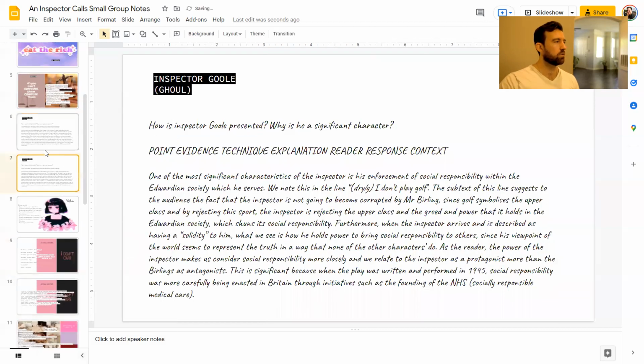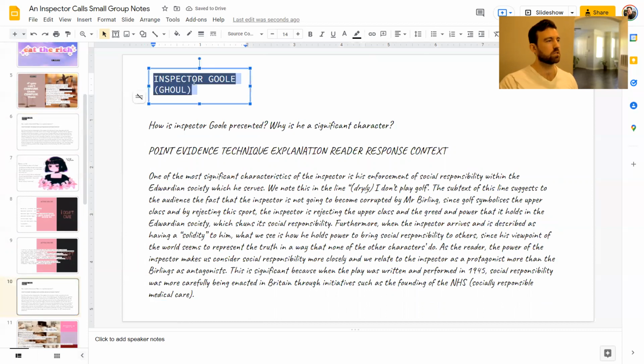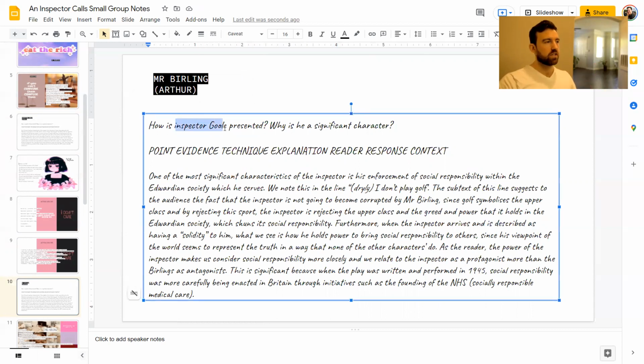So what I'm going to do now, same as last week, is we're going to do a model paragraph. This time we're going to do this on Mr. Arthur Birling, and we're going to do the same question each week pretty much, because I think that this is broad enough that you can then focus in a bit more as you need to. So how is Arthur Birling presented? Why is he a significant character?